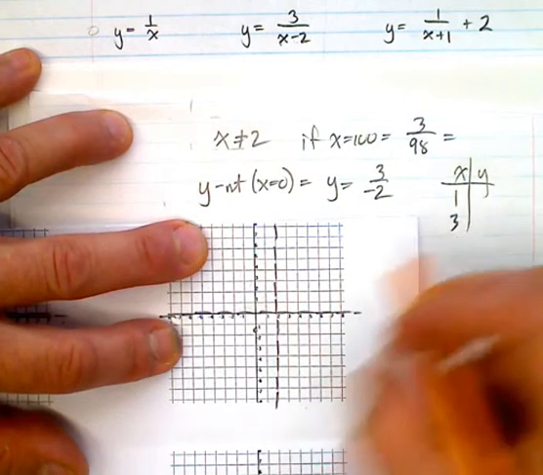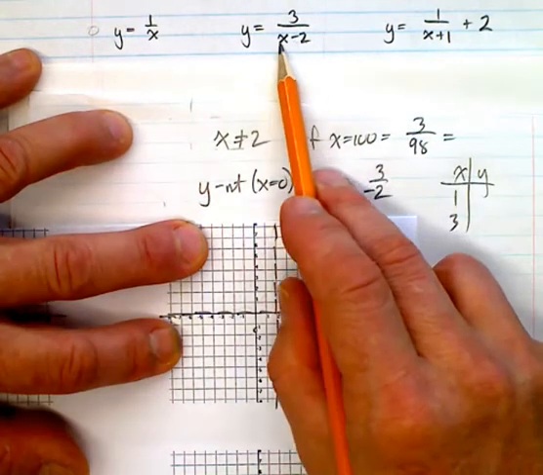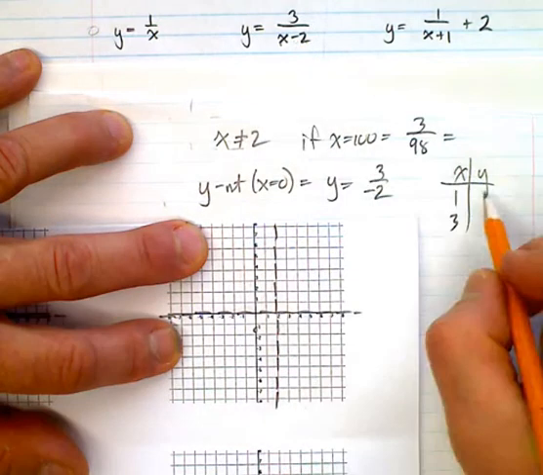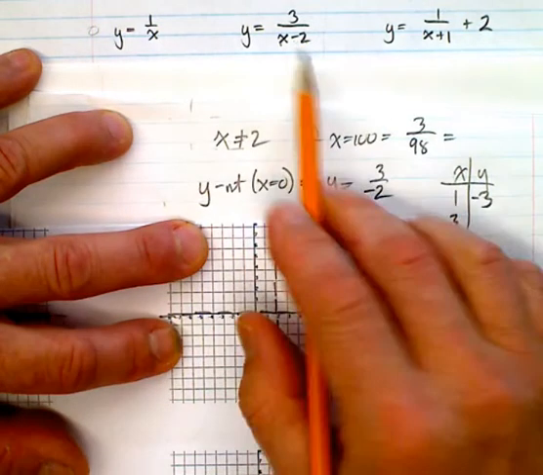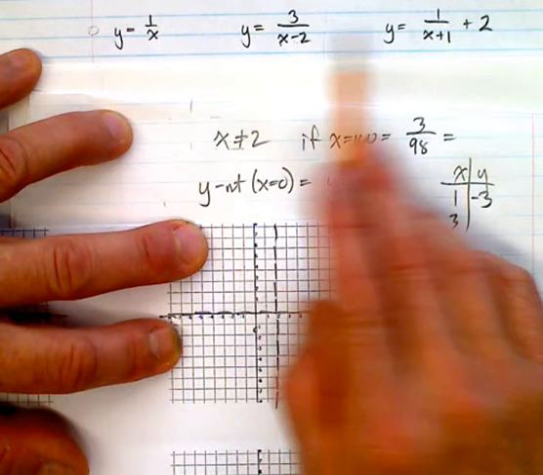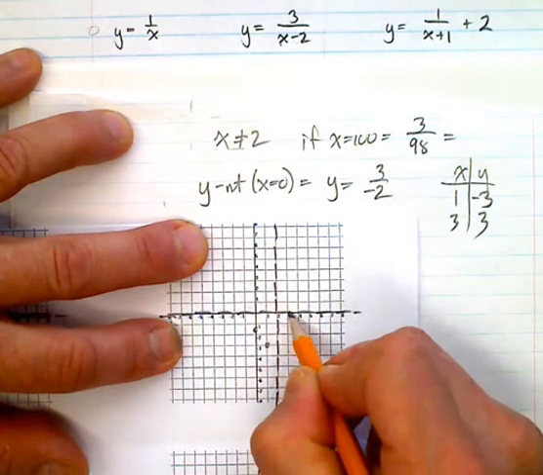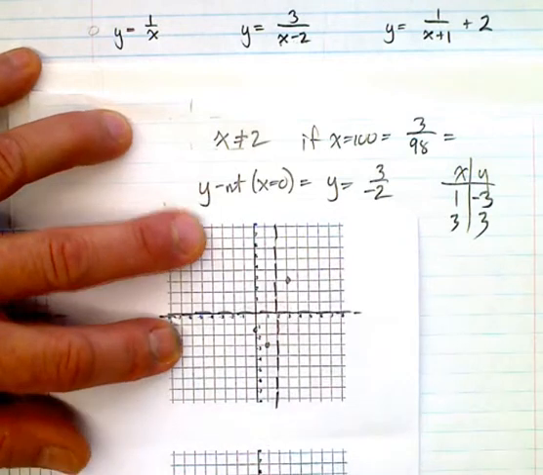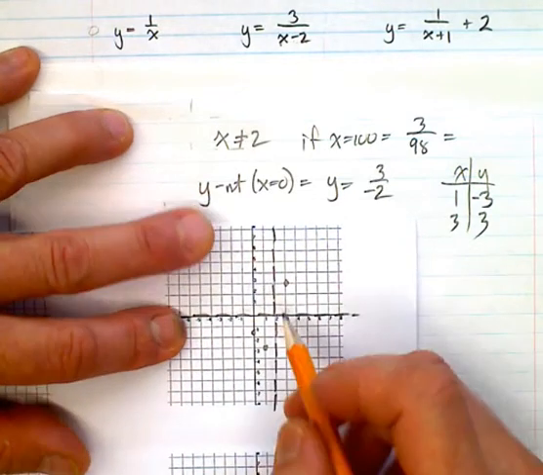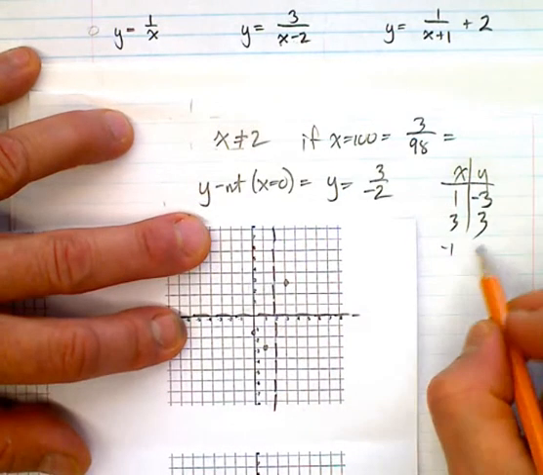Okay, so at 1, 1 minus 2 is negative 1. That's going to be negative 3. At 3, 3 minus 2 is 1, so it's going to be a positive 3. So at 1, I'm at negative 3. At 3, I'm at positive 3. You can sort of see things taking shape a little bit, right? Let's see what happens at negative 1 and say 4 as well.